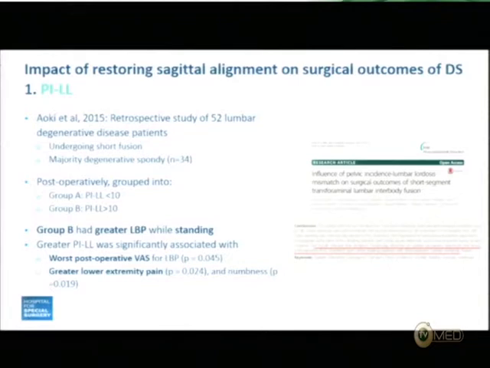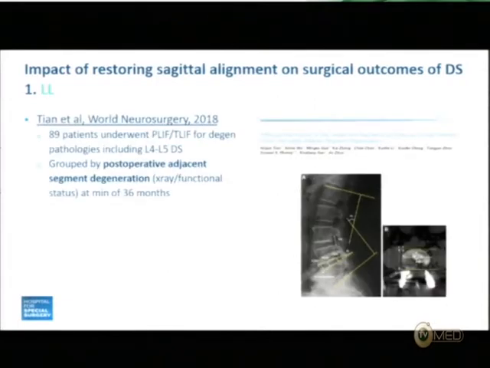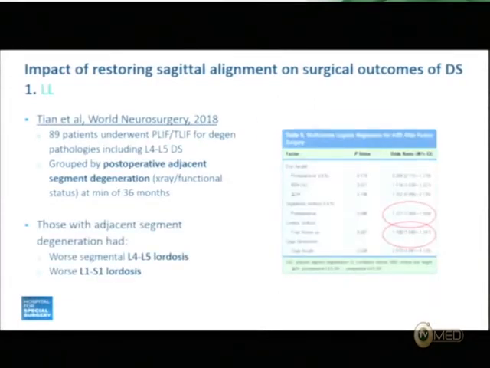What do we learn from the literature? There are probably 20 to 30 papers that touch on the topic. This is one of them, in the setting of overall degenerative pathology. Again, they demonstrate that if after the surgery there is a PI-LL mismatch greater than 10 degrees, then those patients will have a worse clinical outcome than the ones that were aligned. Again, as we talked about yesterday, alignment is not the key to every single surgery, but it's one of the components.